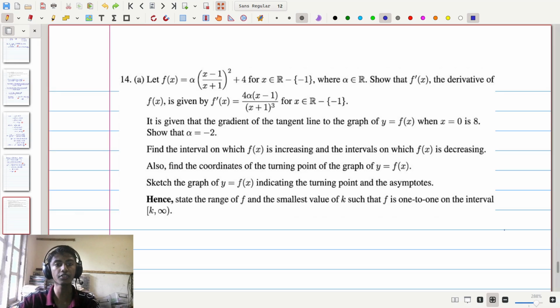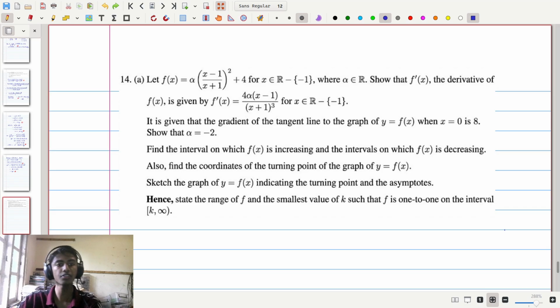The question says, let f(x) be equal to alpha times ((x minus 1) divided by (x plus 1)) whole thing squared, plus 4, for x an element of the real numbers minus the value of negative 1, where alpha is some element of the real numbers. Now given this setup, we are asked to show that f prime x, which is the derivative of the function f(x), is given by f prime x equals 4 alpha times (x minus 1) divided by (x plus 1) cubed, for x an element of the real numbers minus the value of negative 1.